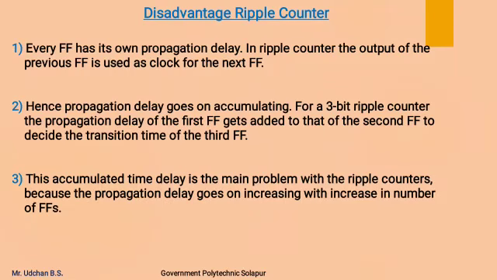Now we will see the disadvantages of the ripple counter. Every flip-flop has its own propagation delay. In a ripple counter, the output of the previous flip-flop is connected as clock for the next flip-flop. Hence propagation delay goes on accumulating. This accumulated time delay is the main problem with the ripple counter, because the propagation delay goes on increasing with the increase in number of flip-flops. So this is the disadvantage of the ripple counter.